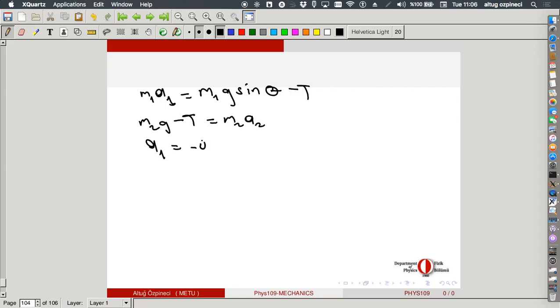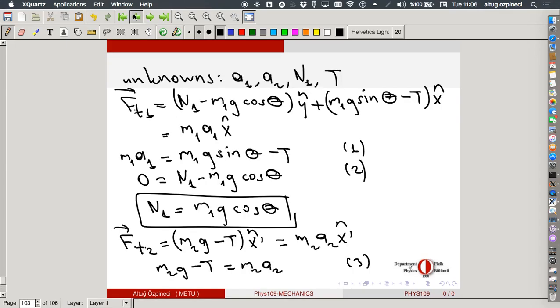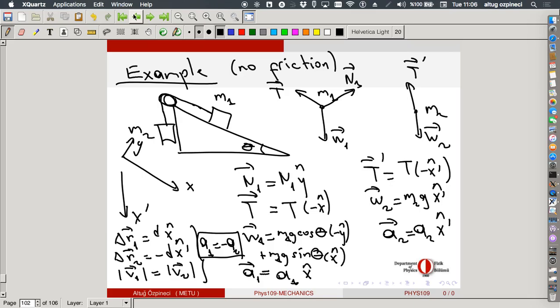And we also have a1 is equal to minus a2. Well, of course, they are not moving in opposite direction. That's why I'm not writing a vector equality over here. You see, a1 is the component of the acceleration of mass 1 in the x direction, and a2 is the component of the acceleration of mass 2 in the x prime direction. And I also know that if m1 accelerates in the x direction, m2 should accelerate in the minus x prime direction. That is why we have this minus sign.